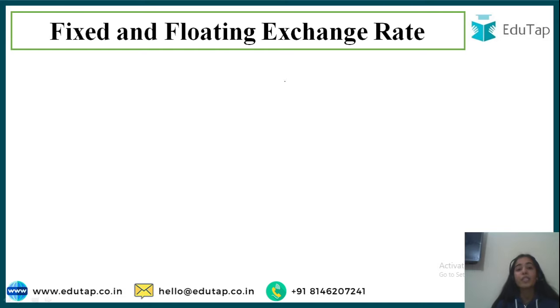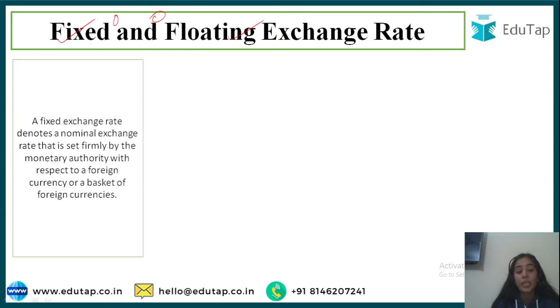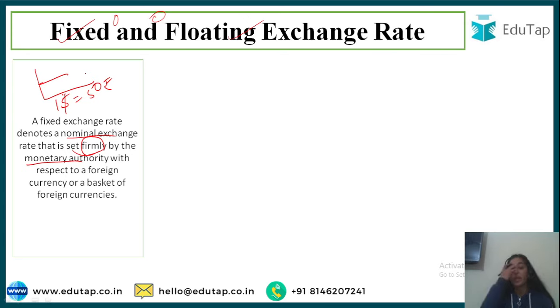So now, starting with the fixed and floating first of all, because they are directly opposite of each other. So see, the fixed exchange rate denotes that a nominal exchange rate has been set firmly. That is, the monetary authority, the Federal Reserve of the USA or the Reserve Bank of India of our country, is determining the exchange rate of that country. Let's say that our country has decided that we will give 50 rupees for $1. Okay, so this has been decided by the monetary authority and it has been set firmly, and this is the nominal exchange rate. It might be in respect to any foreign currency, or it might be against a basket of foreign currencies. That is the fixed exchange rate.